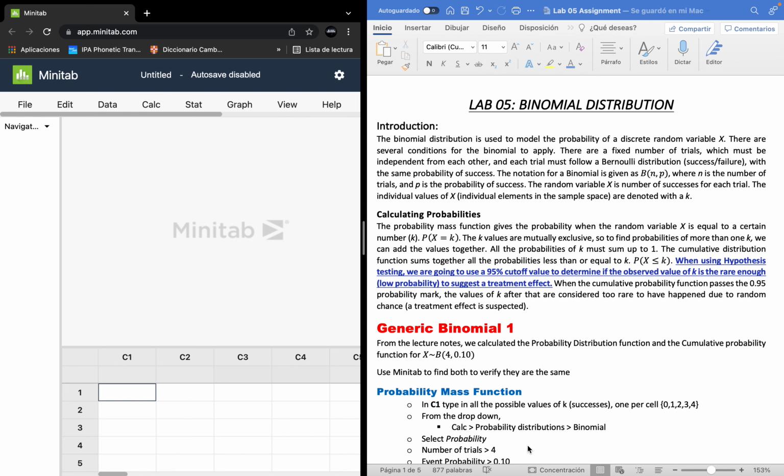Hi to everyone. This is the activity for lab number 5, the binomial distribution. In the activity that is posted on Blackboard, you have information about the binomial distribution.